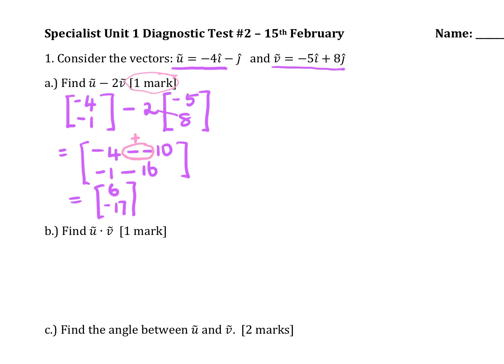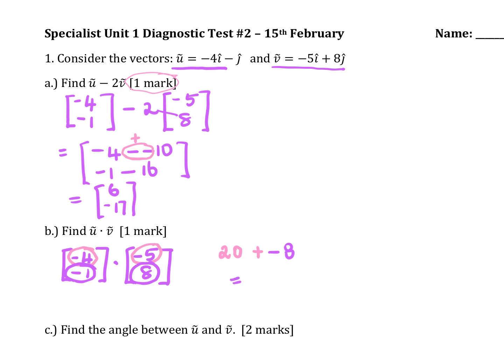This second one is a dot product question. We've got u dot v, and again, a couple of you got it wrong just because you made errors with the negatives. So what do we do here? We write it like this, and I think a couple of you also forgot what the dot product is. How do we work out the dot product? We say that times that, minus 4 times minus 5 is positive 20, and it's plus this times this. Minus 1 times 8 is minus 8.